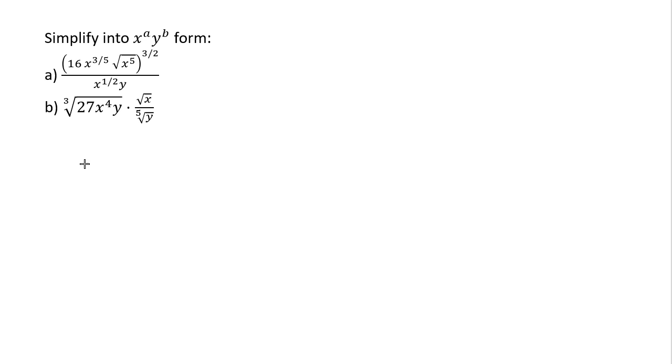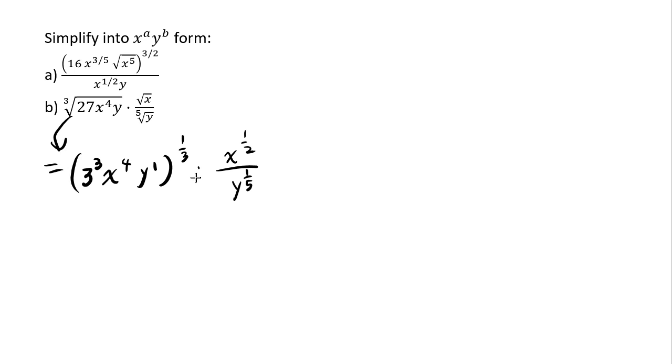Here, cube root means 1/3 power. 27 is 3 times 3 times 3, or 3 to the third power. X to the fourth. Y without anything, that's y to the first power. And that's 1/3 power. Square root is x to the 1/2 power. Over fifth root is 1/5 power. Okay, so this is equal to this.